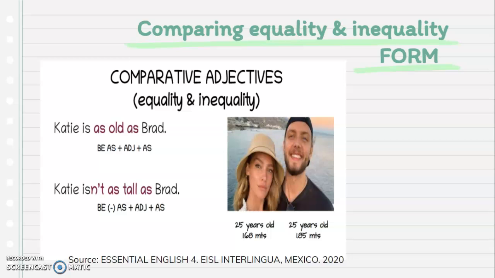As we can see in this picture, Katie and Brad are the same age. She is 25 years old and he is 25 years old. That characteristic is identical. We can say that Katie is as old as Brad. When we talk about their height, we can see that Katie is 1 meter 68 centimeters and Brad is 1 meter 85 centimeters. So we can say that Katie isn't as tall as Brad.